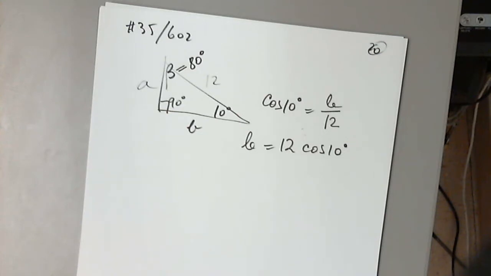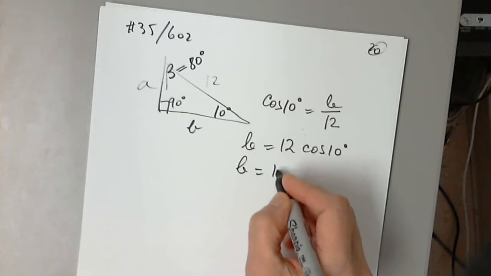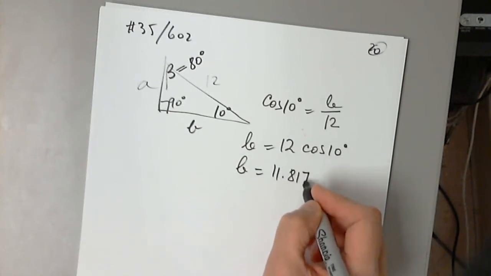Here it is. 12. Make sure that the mode is in degrees before you put in degrees in a calculator. So we have 12 multiplied by cosine 10 degrees. So we got the adjacent leg, that is 11 point, they want 4 decimal digits. Okay, fine. So B equals 11.8177.